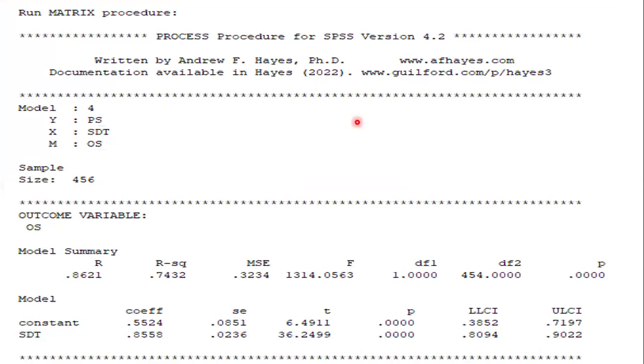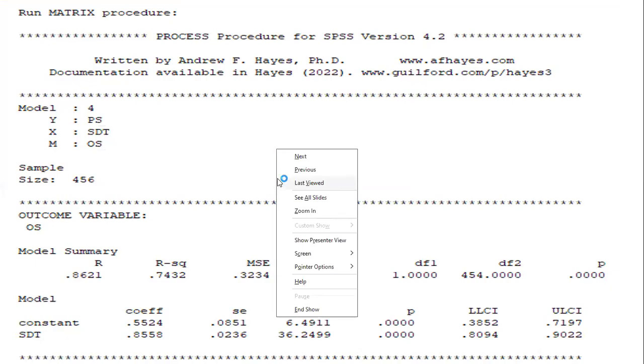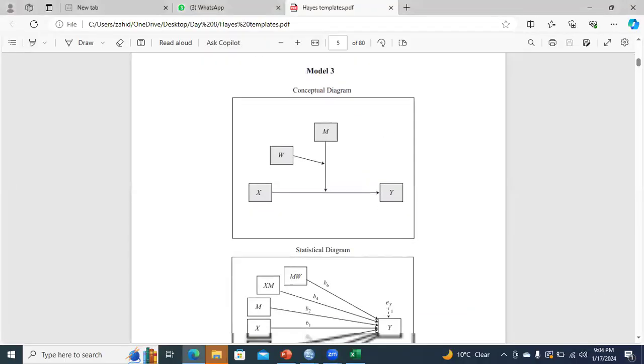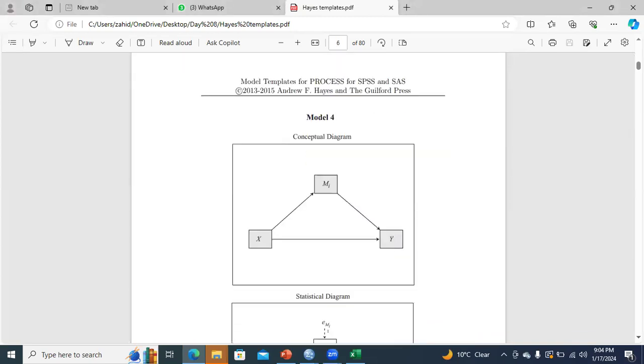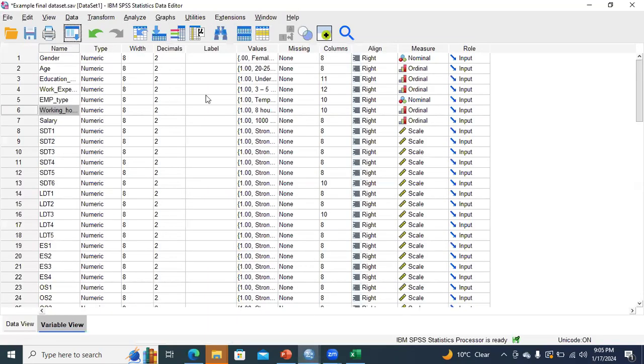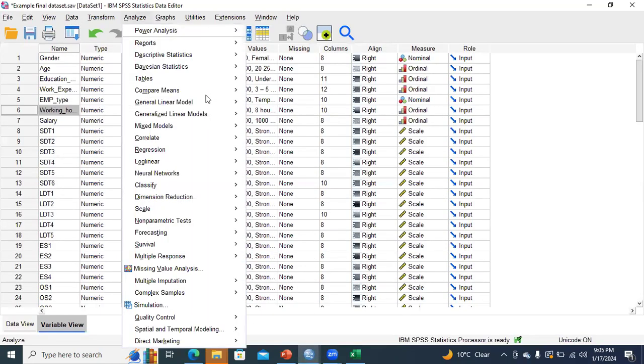So what are the results? If I can see the results, you can see the model, model number 4. Yes, you need to understand this. Well, again, I am sharing the screen. I was telling you about this file. I will share this file with you. This is model 4. You can see over here, when you are going to run the mediation analysis, you need to use model 4 as a part of your analysis like this.